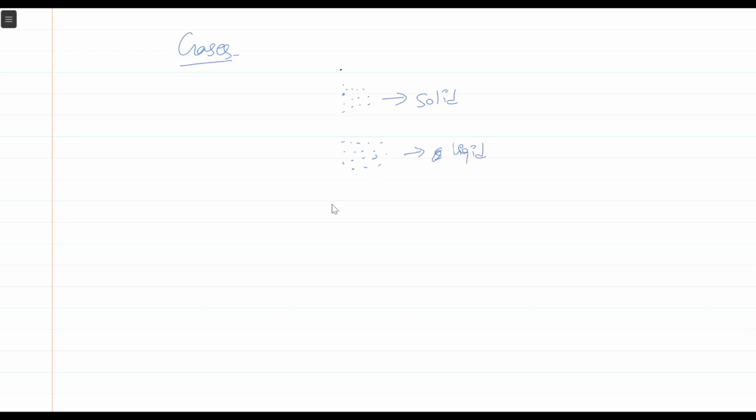Now if we heat it further, then the atoms will go very far from each other. There is no force of attraction between them as well, and there is no fixed volume. This is called gas. If we heat it further, we will get plasma, but that is not the concern right now. We are just going to talk about gas. And gases are of two types: ideal and real.